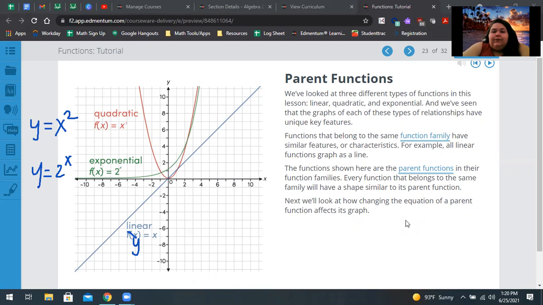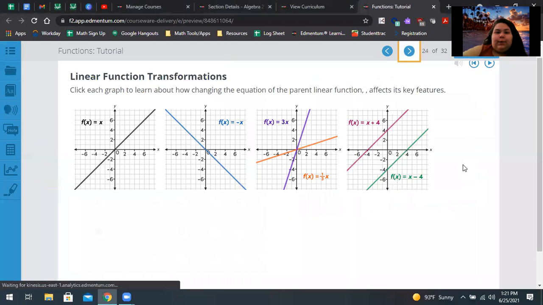Functions that belong to the same function family have similar features and characteristics. So what makes it different when I write out a different equation but base it off of the parent function? Again, this is the original. I can make up another linear line that looks like this, a little bit steeper, a little bit vertically shifted, or horizontally shifted. There are multiple ways to say it for linear, but we're going to go into that. So again, these are the parent functions. We're going to look at how we change those around.